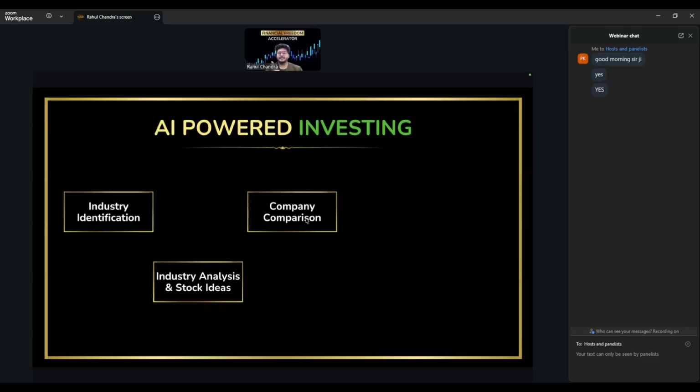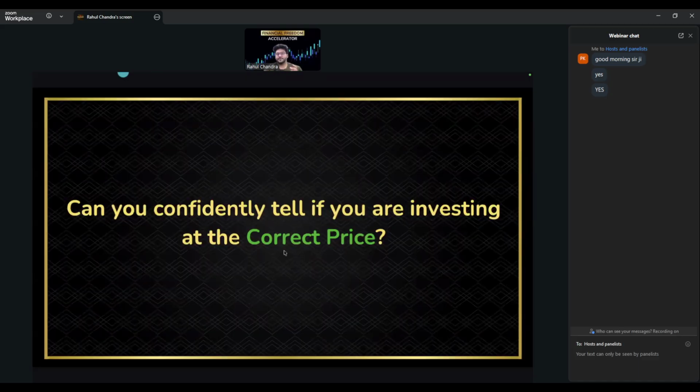But is our job done? We have come to step 3, but is our job done? No, right? That brings me to my next question. Can you confidently tell if you're investing at the correct price? Even if you have identified the correct stock, it's very, very difficult to identify the correct price, right? You might think, you know what, tomorrow I'll get a better price. And then tomorrow the price goes up. So you'd never really know whether the right price was yesterday, today, or tomorrow.